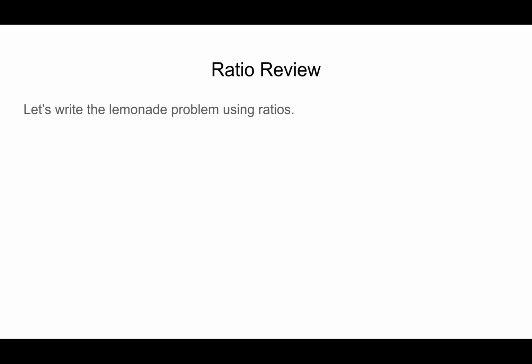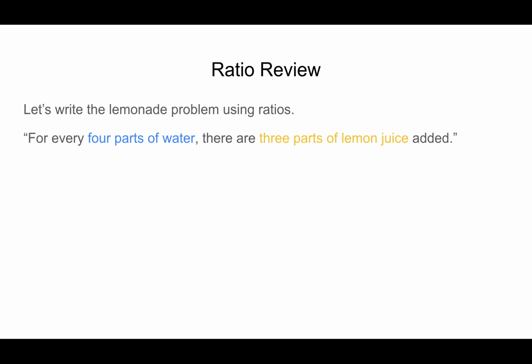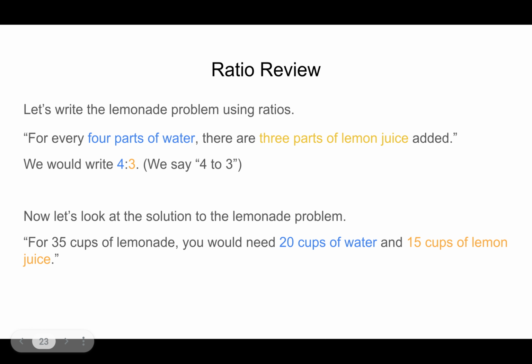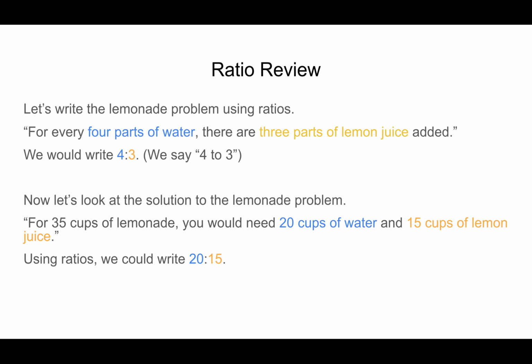Now let's do a little ratio review. If we look at the lemonade problem that we were just solving using ratios, we can write it this way. For every 4 parts of water, there are 3 parts of lemon juice added. We would write 4 to 3. That's the way we say it, 4 to 3. We don't say colon, but we use the colon to show that it is a ratio. For the solution, we said that it was 20 cups of water for 15 cups of lemon juice, so I could write it 20 to 15.